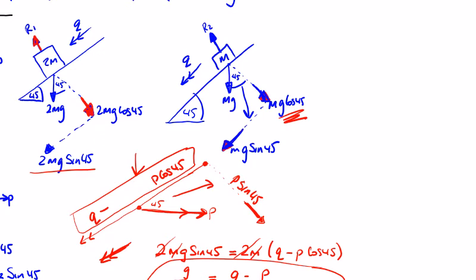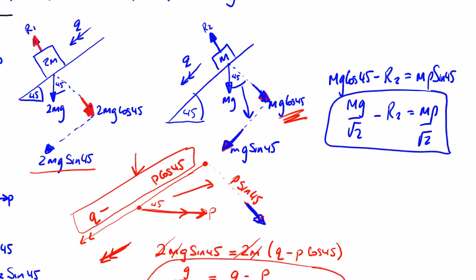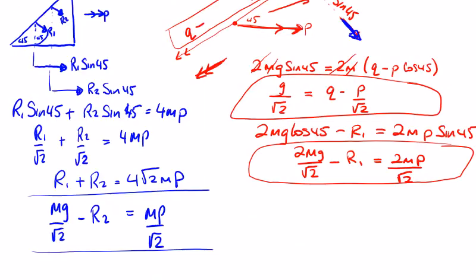So mg cos 45 minus R2 is equal to m, which is the mass, times the acceleration up and down in this direction, p sine 45. This one here. Tidying this one up, we're going to get mg over root 2 minus R2 is equal to mp over root 2. And I don't think we need the other one. I think these are enough equations. Let me just rewrite them down below and we'll tidy them up.